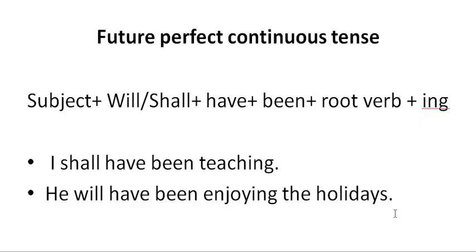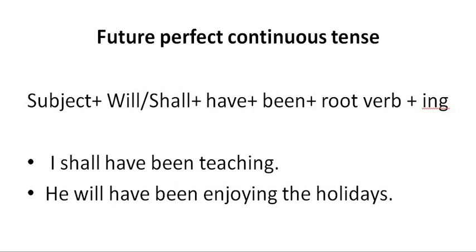The fourth one is future perfect continuous tense. And this future perfect continuous tense is like this: subject plus will/shall plus have plus been plus root verb plus ing. So here the subject is I, and I told you that with I we use shall, and then have is also there, been is also there, and then the root verb is teach, and then we have used ing also. I shall have been teaching. He will have been enjoying the holidays. So like this, this is the structure of the future perfect continuous tense.